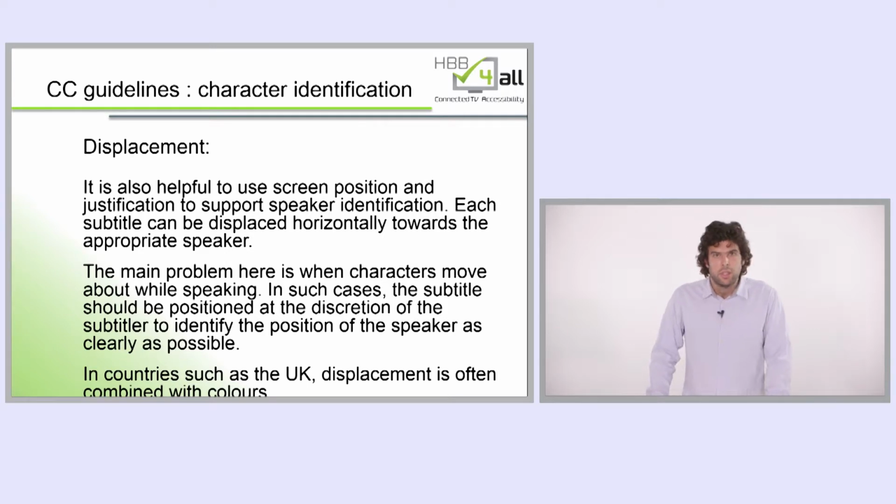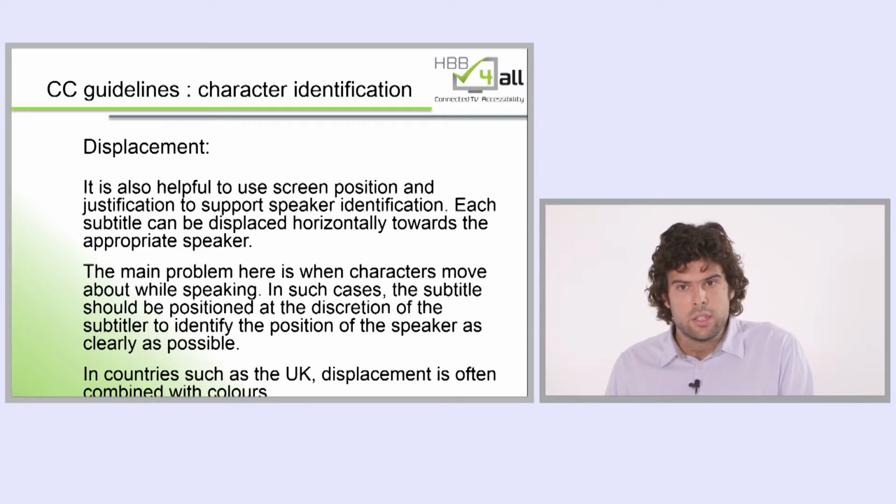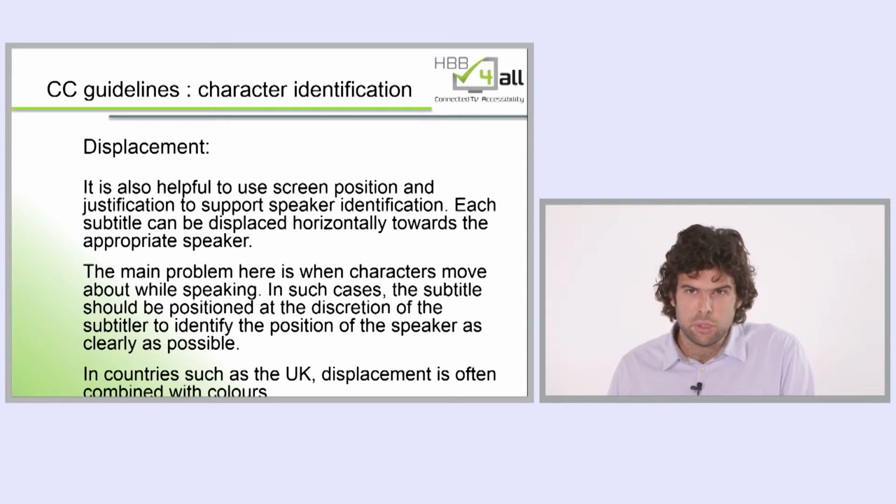Displacement. Apart from dashes and colors, this is another technique to identify speakers and characters. It is also helpful to use screen position and justification to support speaker identification. Each subtitle can be displayed horizontally towards the appropriate speaker. The main problem here is when characters move about while speaking. In such cases, the subtitle should be positioned at the discretion of the subtitler to identify the position of the speaker as clearly as possible.